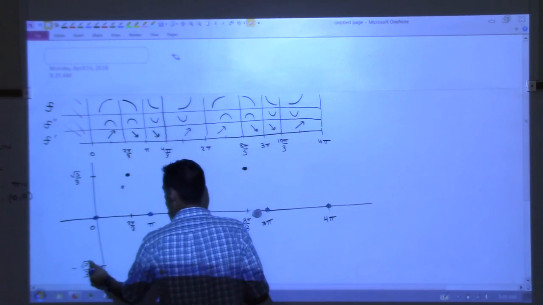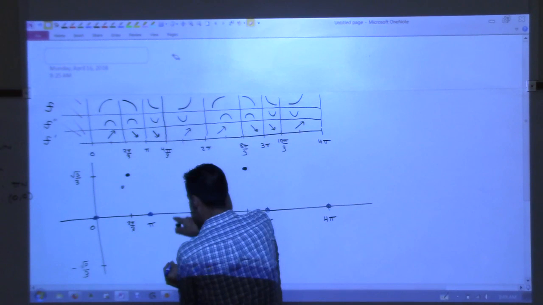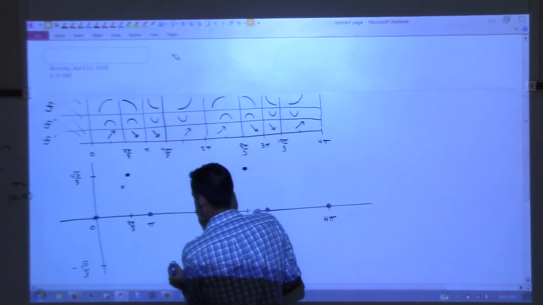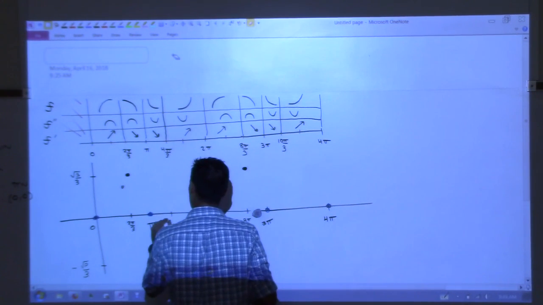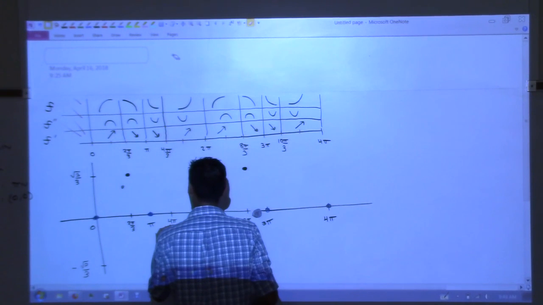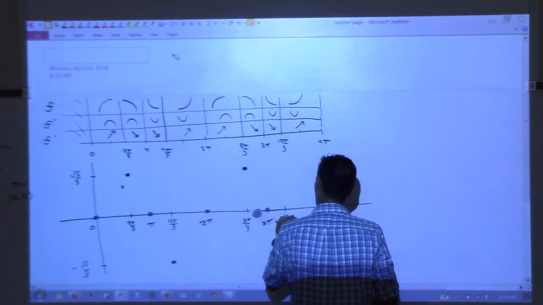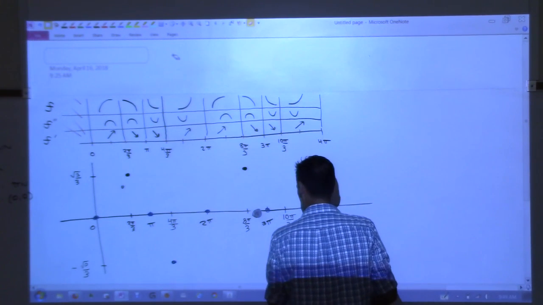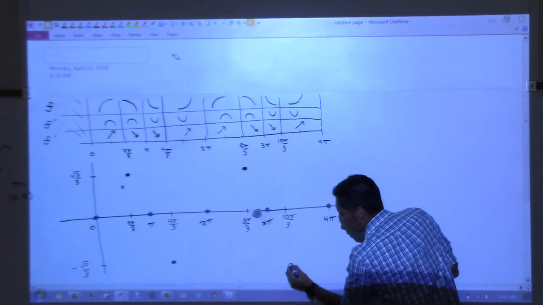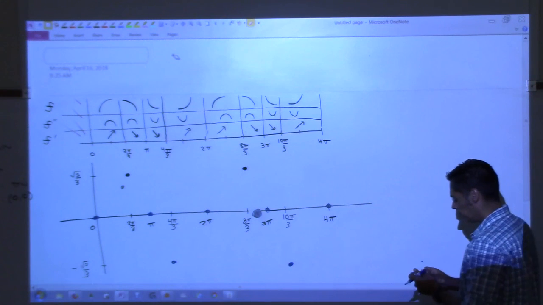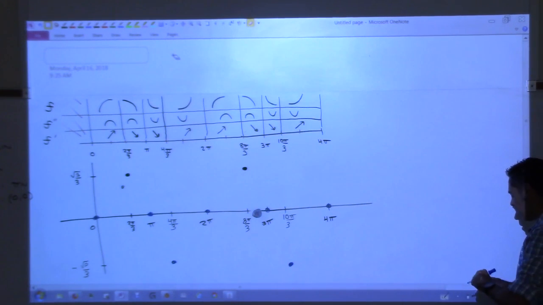All right. Those happened here at the 4 pi over 3 and at 10 pi over 3. We had another one right down here. Okay, those are my minimums. Now I'm ready to connect the dots.